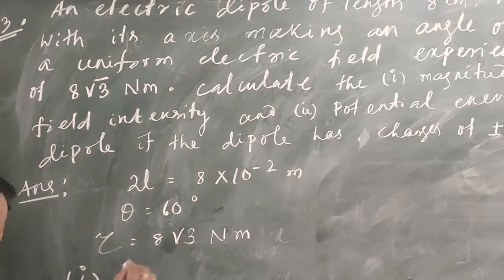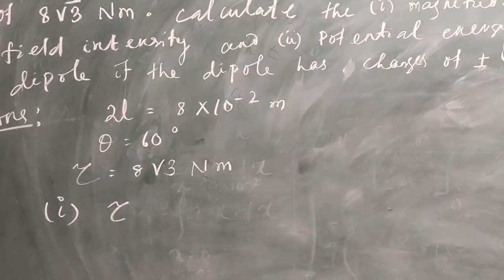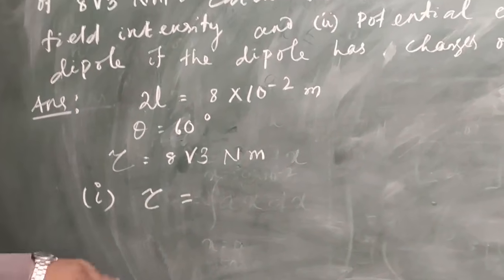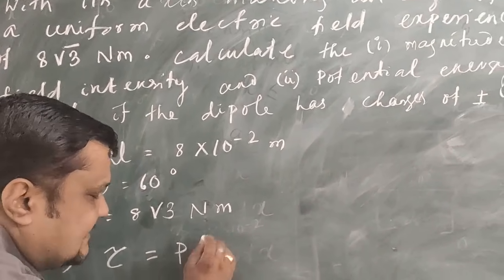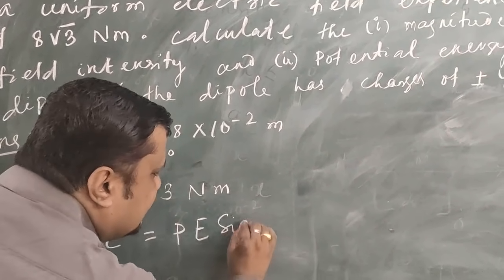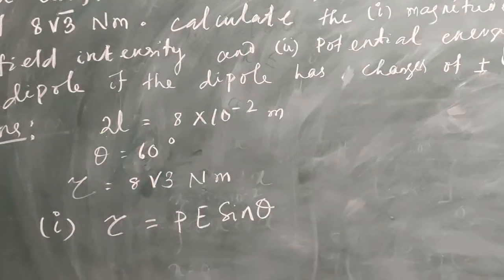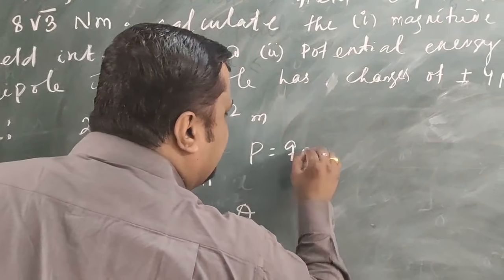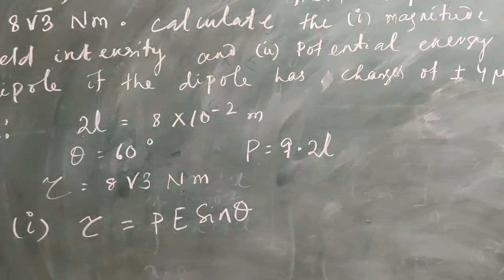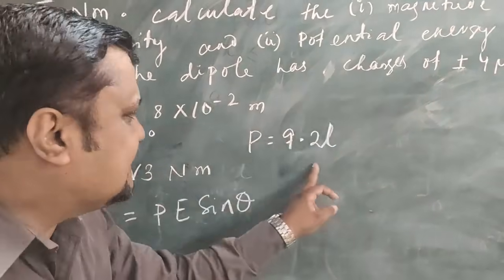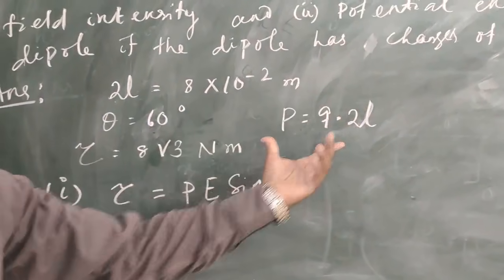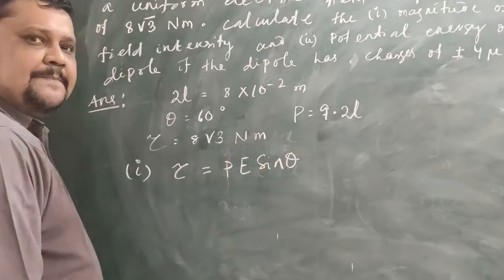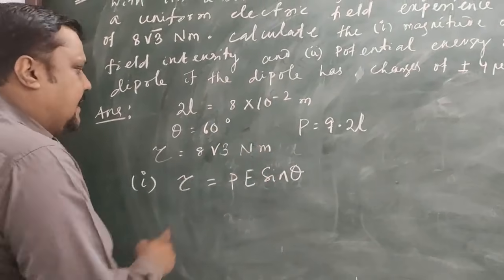Now, as you know, the torque acting on a dipole, tau. What is the formula? The magnitude of the torque tau is equal to P cross E, that is P E sin theta. What is this P? Dipole moment. What is the dipole moment? P is equal to q into 2l, the charge and the separation between the two charges. That is the dipole moment P. So tau is equal to P E sin theta. Everything is given. And what is your q?